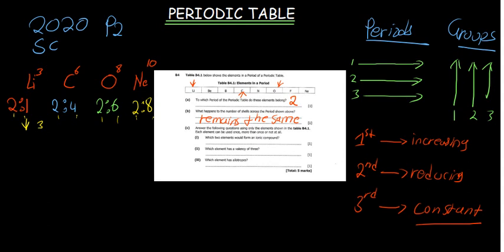It says answer the following questions using only the elements shown in the table above, which is B4.1. Each element can be used once, more than once, or not at all. So now the first question says which two elements would form an ionic compound. Whenever the word ionic comes in, let's just talk about ionic itself. This is related to ionic bonding.